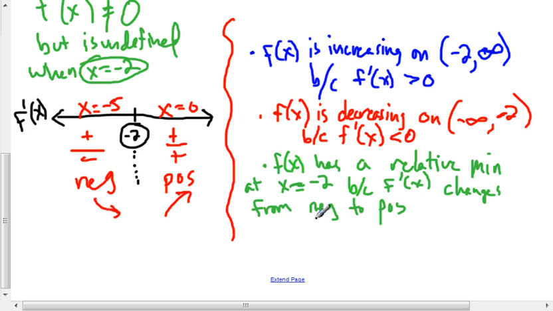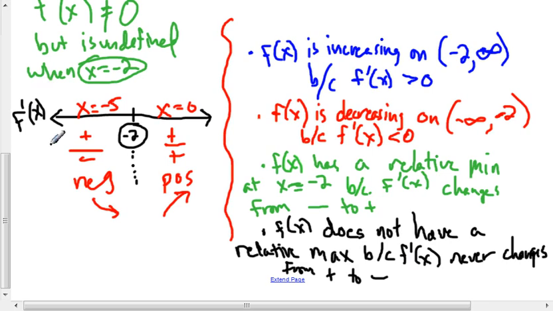negative to positive. Now this is the first example where it went from negative to positive but didn't go through 0. It jumped, it was undefined, so it went negative to positive, went through the undefined, and we're going to graph this in a little bit, and we'll see that we have a cusp. And the last thing we have to write about is relative max, and that would have to go from positive to negative, and we know that doesn't occur. Again, it does not have a relative max, it never changes from positive to negative.